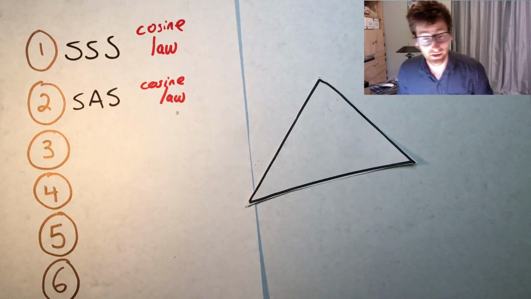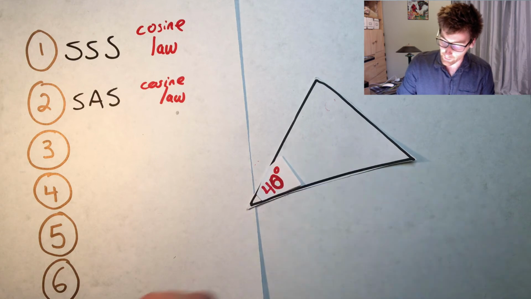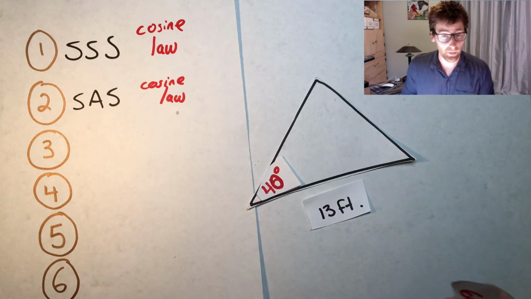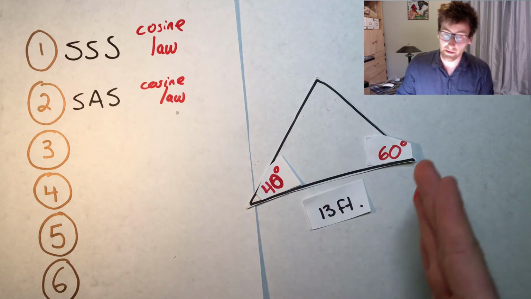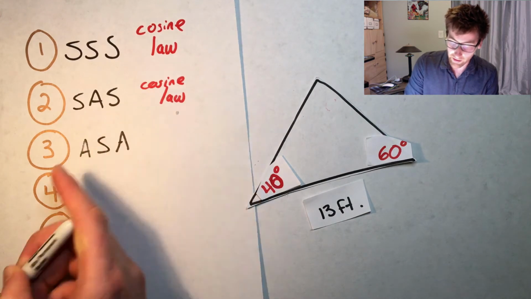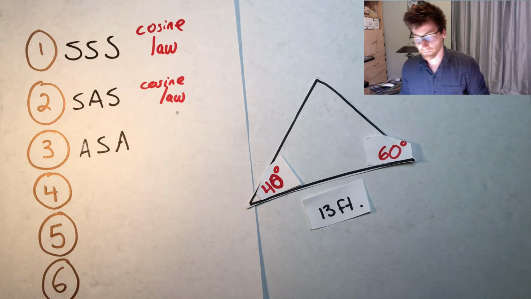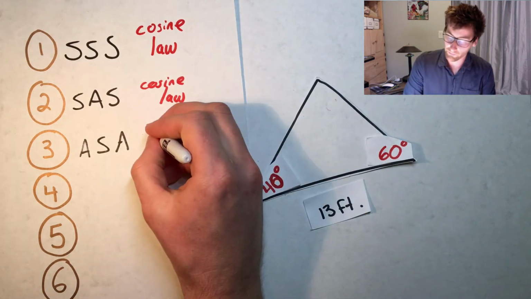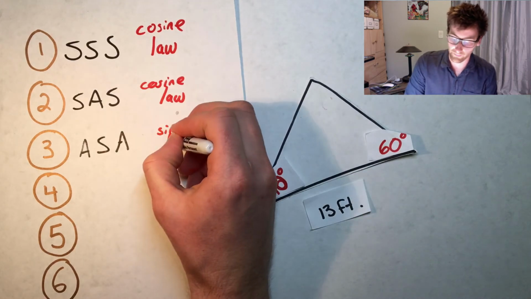So now here's the third type of triangle. This one, we're going to put an angle somewhere, and then we're going to put a side length, and then you're going to put another angle on the other side of the side length. So it's angle, side, angle. This is the third type of triangle. Again, angle, side, angle, or angle, side, angle. And this type of triangle, you can solve using sine law.